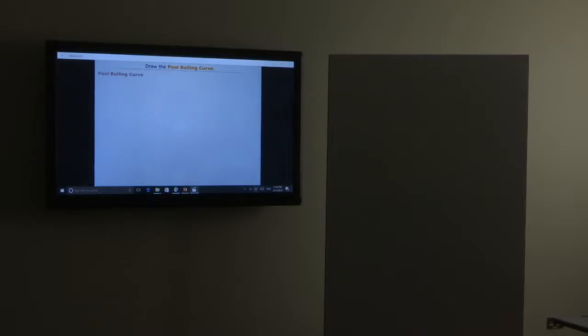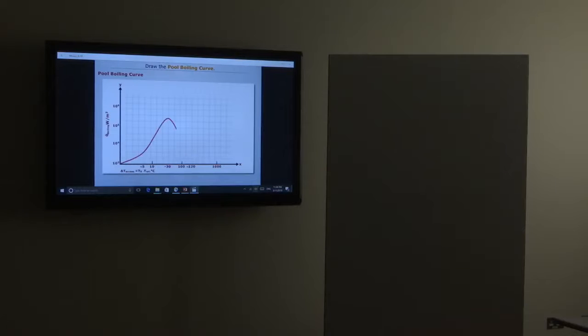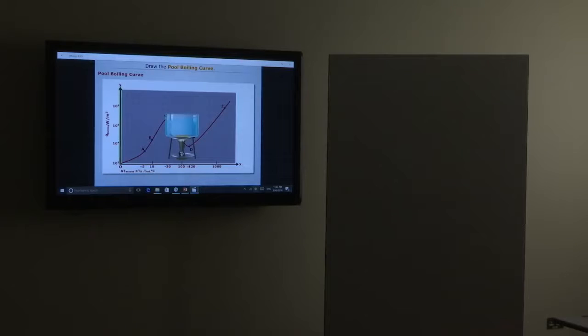These different stages can be easily plotted on a heat flux temperature plot. X-axis represents the difference between the current temperature and saturation temperature of water, which is represented by delta T excess. And y-axis represents the heat transferred to the water per unit surface area of the vessel, which is represented by heat flux Q dot boiling.